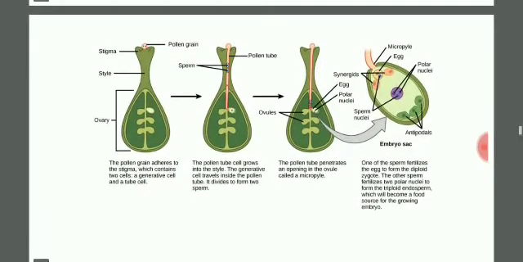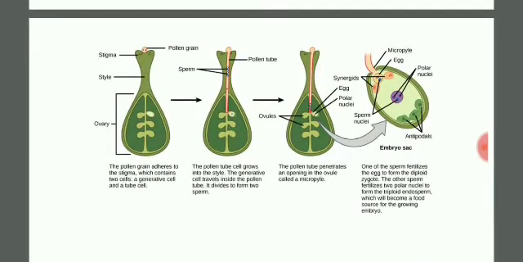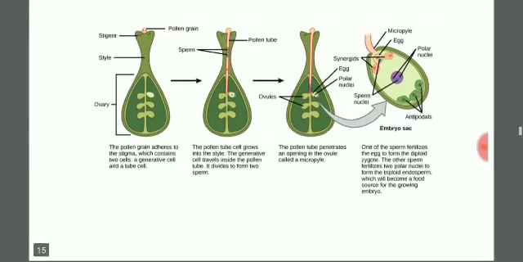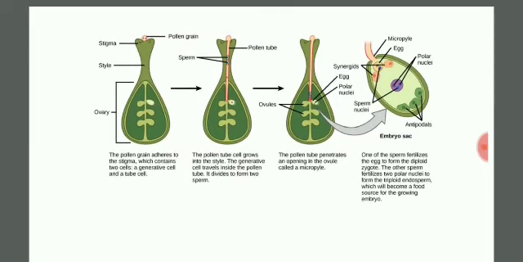As you see in this picture, how first from stigma pollen comes from the opening of stigma, comes to style, and then finally comes to ovule. When it comes to ovules, it produces, as you see in the last picture, one of the sperm fertilize the egg to form the diploid zygote. So diploid is 1N or 2N? Correct, it is 2N. And the other sperm fertilizes two polar nuclei to form the triploid endosperm, which will become a food source for growing embryo.